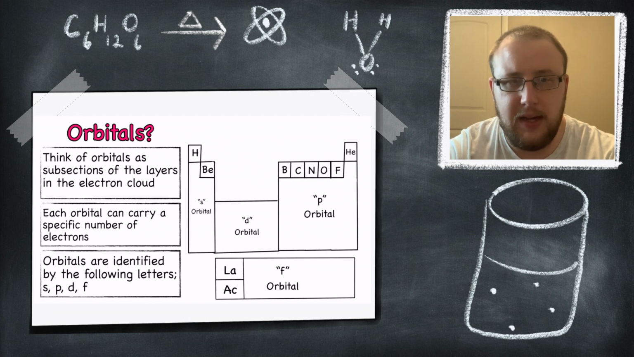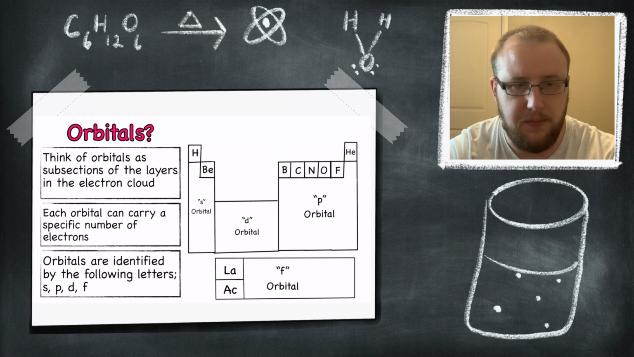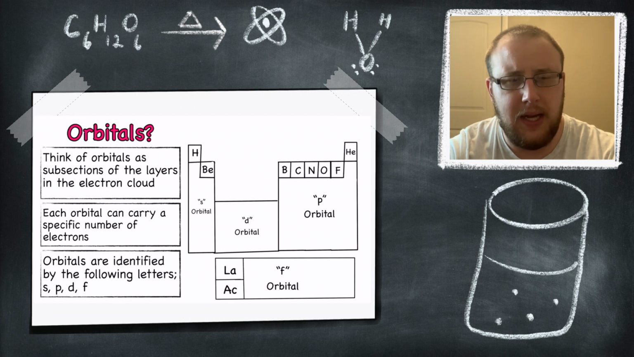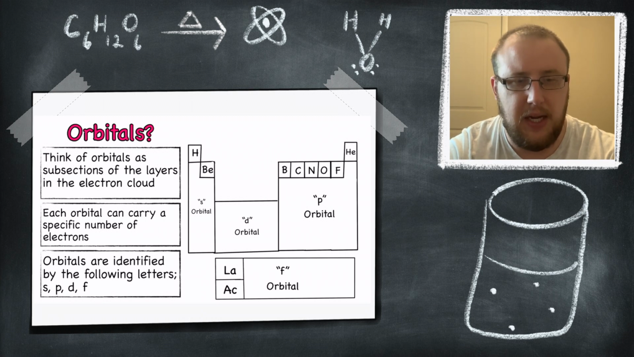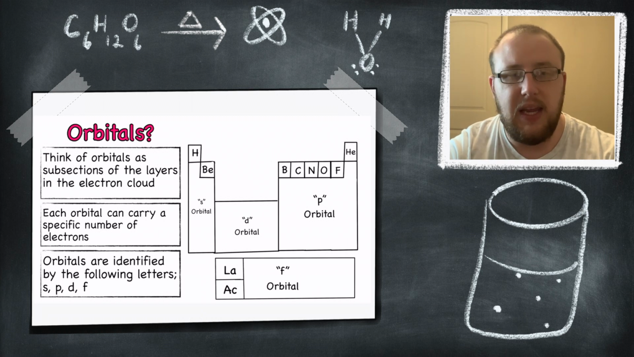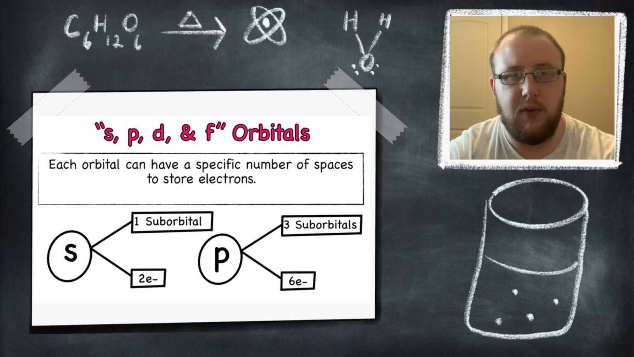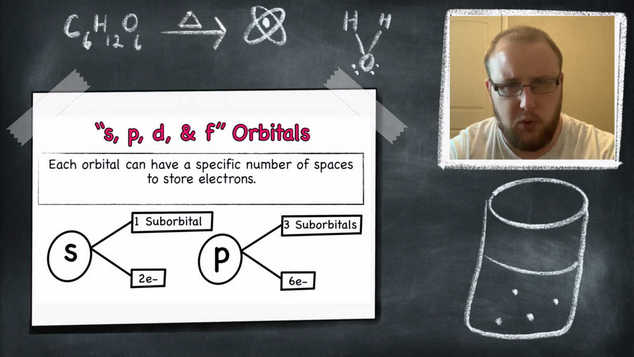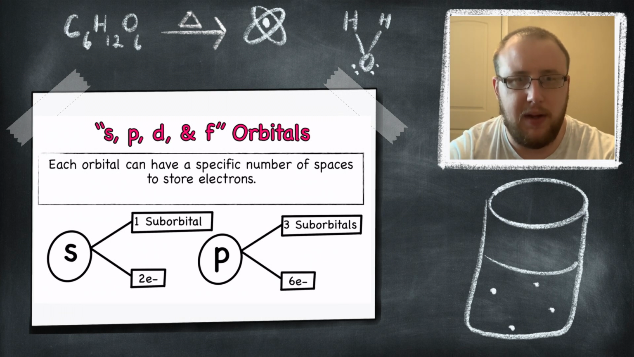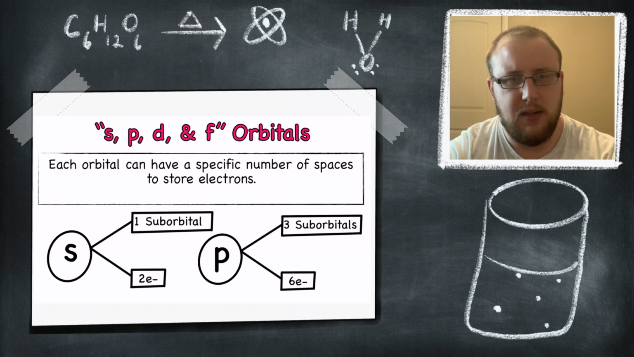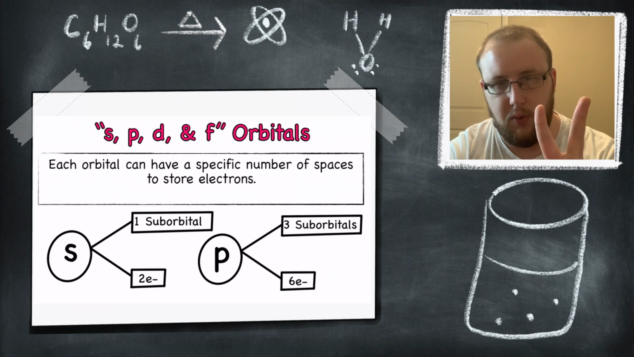We identify these orbitals with lowercase letters, such as s, p, d, and f. So we have these subsections that can carry only a certain amount of electrons in each subsection, and they're labeled s, p, d, and f. Each orbital has a specific number of electrons that it can store. Our s orbital has one suborbital, or one level underneath it. In that level, it can carry 2 electrons. So the s orbital: 1 suborbital, 2 electrons.